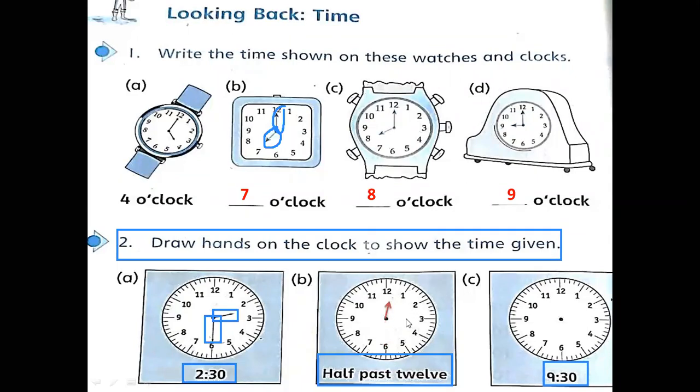Here first we draw the hour hand. Here the time is half past 12. It means the hour hand should be in front of 12 and the minute hand should be exactly upon 6. Here 9:30, half past 9. So the hour hand will be in front of 9 and the minute hand is exactly upon 6.